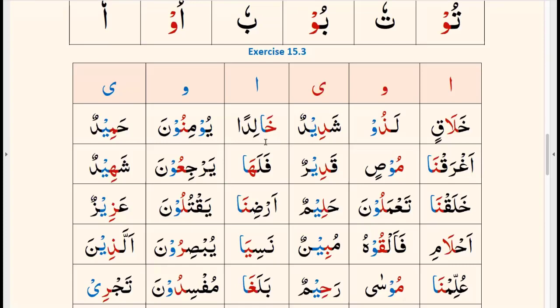Khalidan. Very nicely read. Khalidan. Khalidan. Very nice. So do you know what kind of letter the kha is here? A thick letter. A thick letter, and you did pronounce it thickly as well. Very nice. Jazakumullah G1642. Very nicely read, mashallah. Allah Hafiz.